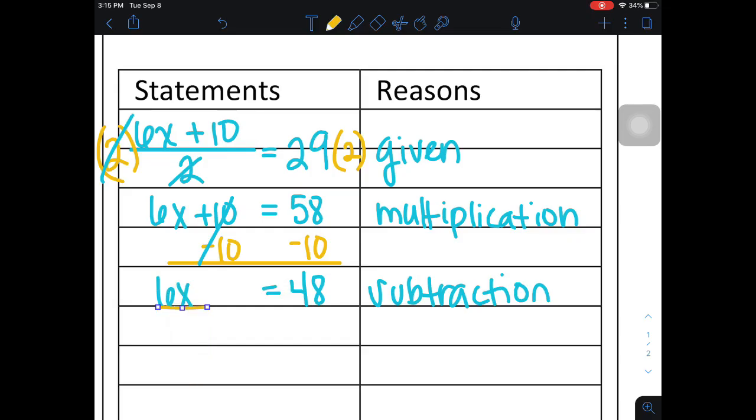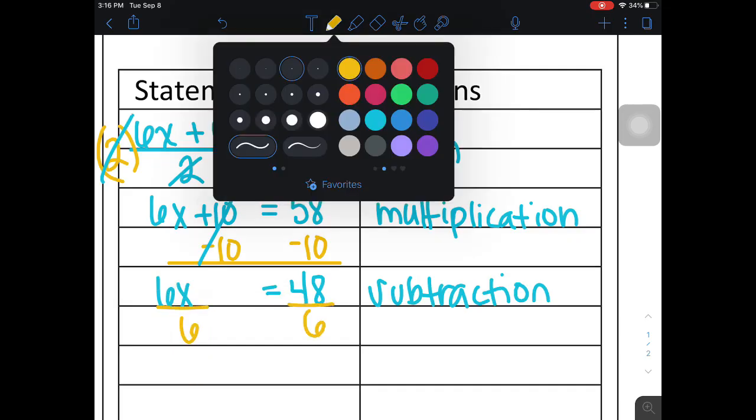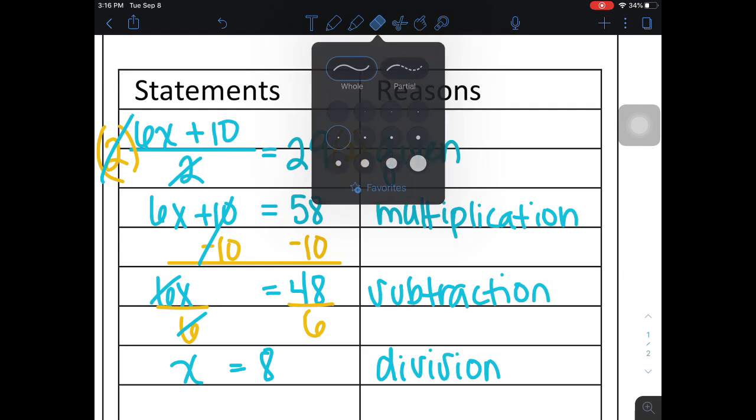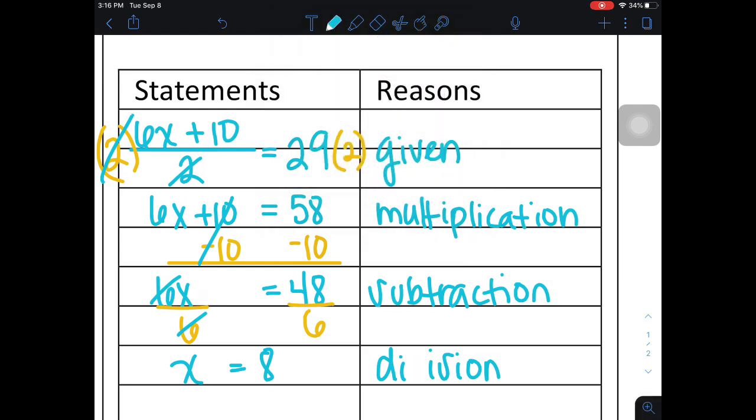And the last step we have is to divide by 6 on both sides, because we're multiplying by 6 right here, so that will cancel out the 6's, leaving x by itself. 48 divided by 6 is 8. So the last thing that we did was to use the division property of equality. Fix that V real quick, and that is all.